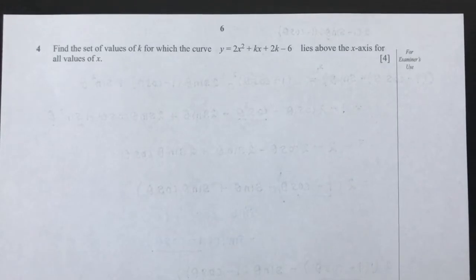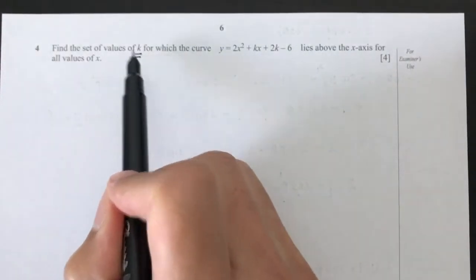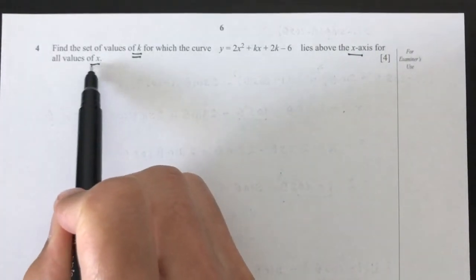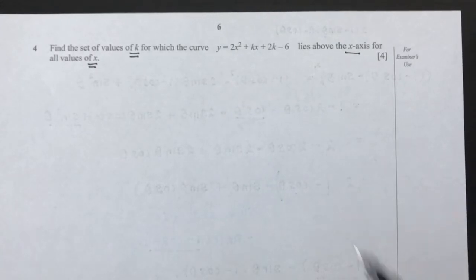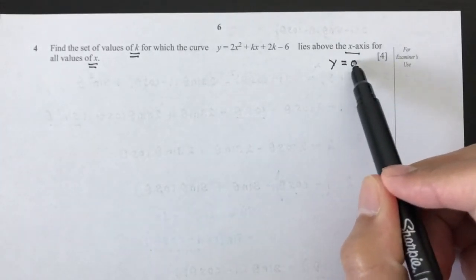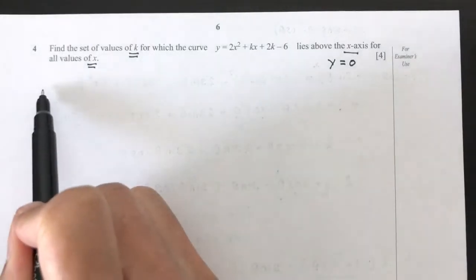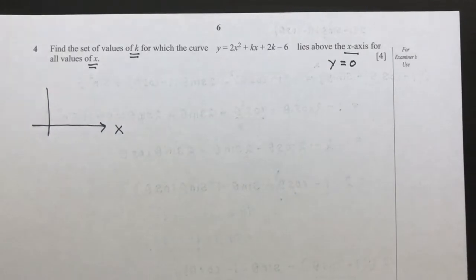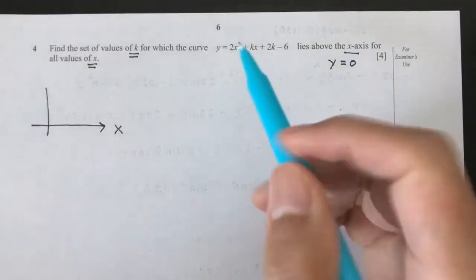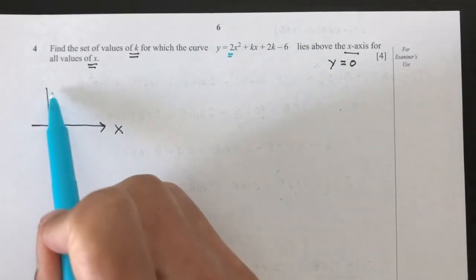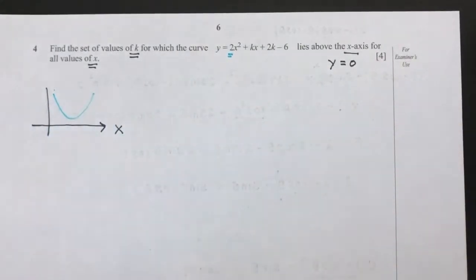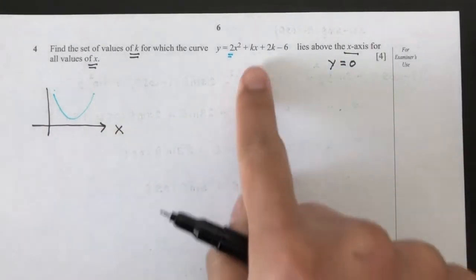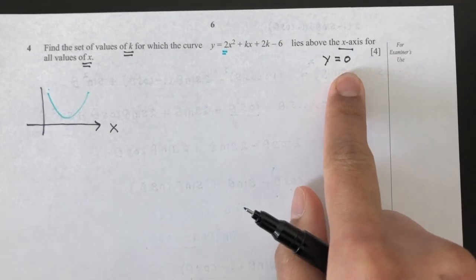So we have to find the set of values of k, for which this curve lies above the x-axis for all the values of x. Now what is the equation of the x-axis? It is y equal to 0. So now for you to understand, we are trying to find the values of k for which our curve here, what is the shape of this curve? You can see it is positive 2. You'll have this shape. It needs to be above the x-axis, which means this curve and the x-axis do not touch each other.